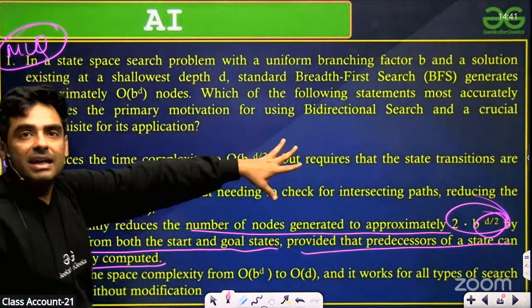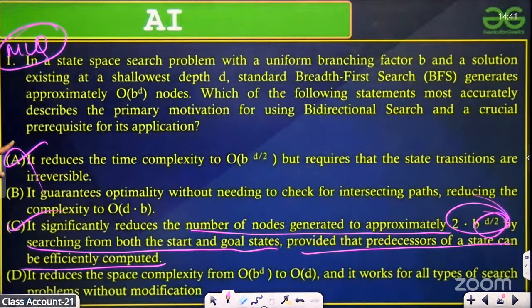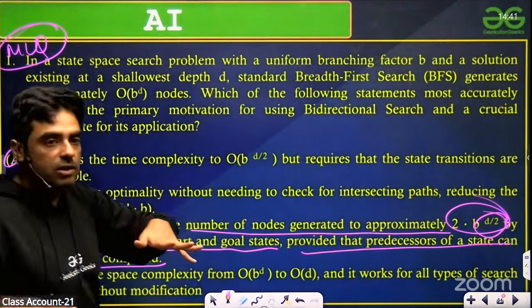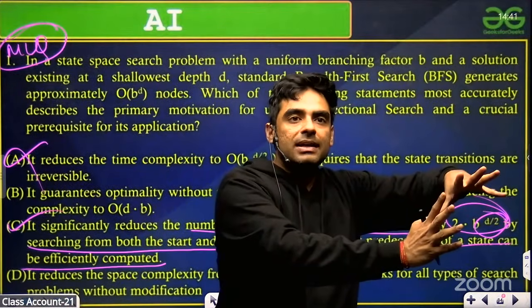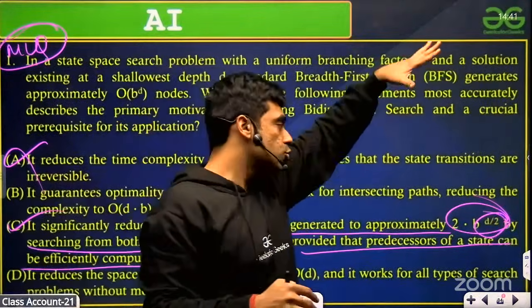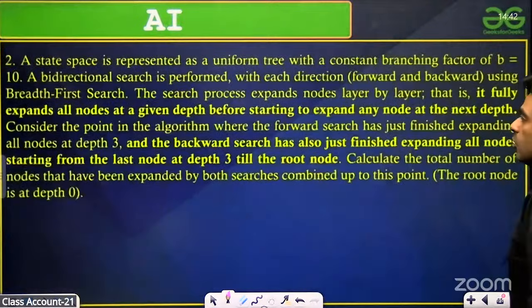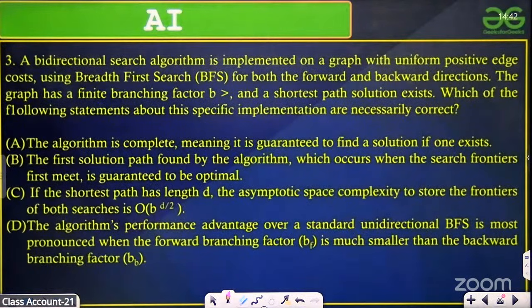There is nothing given about the time complexity, you don't have to worry for that. Option C is correct, because from the start node half of the nodes would be explored, and during the backward search half of the nodes would be explored. So basically a total of twice into b to the power of d by 2 would be the approximate number of nodes explored. So option C would be the best suited option here.